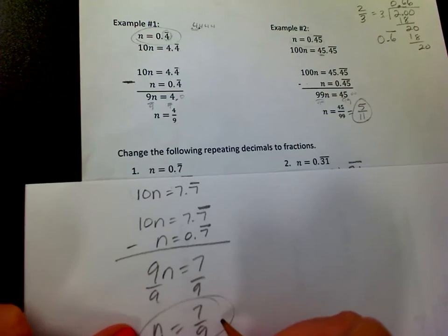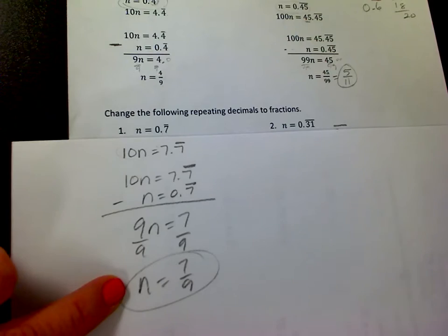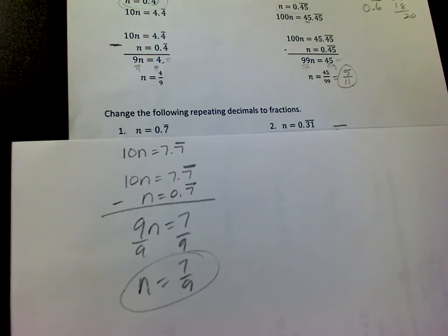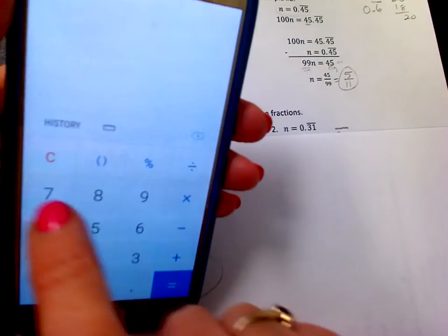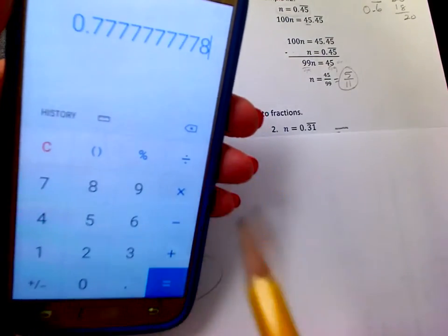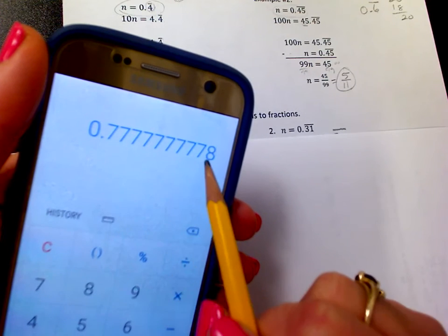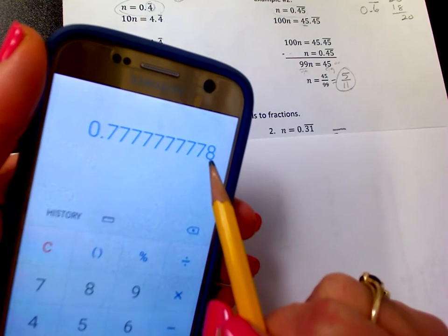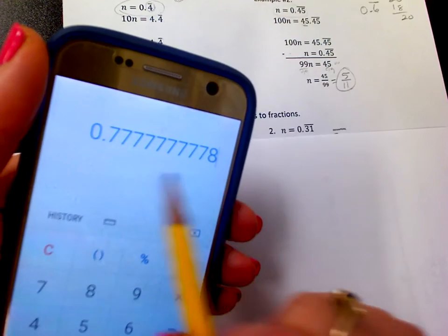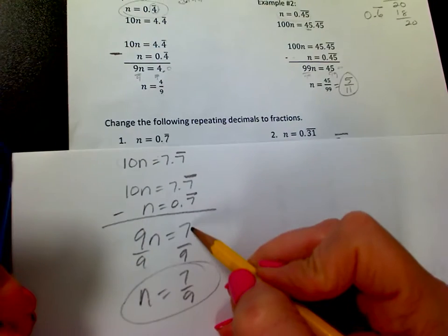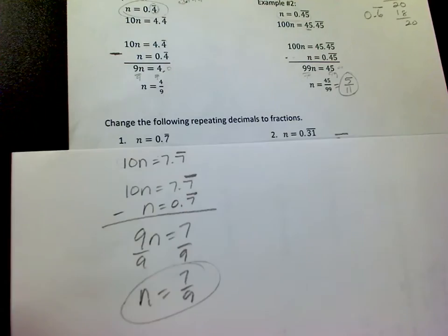Now if you want to test it on a calculator, I'm okay with that. Go ahead if you want. 7 divided by 9. Now, my calculator rounded this last one. Do not think it divided all the way 7, 7, and all of a sudden 8 appears. It just rounded it, which it shouldn't round, but it did. But that is showing 0.7 repeating. Okay. Now, let's do this next one.